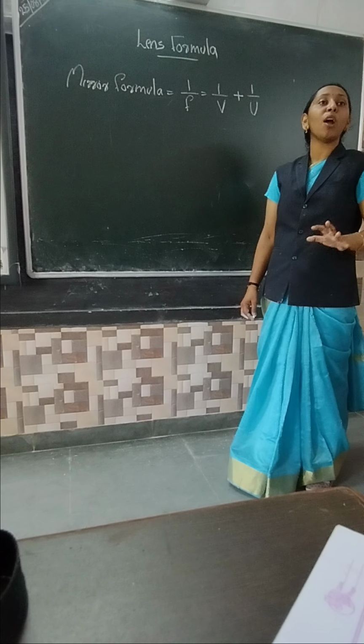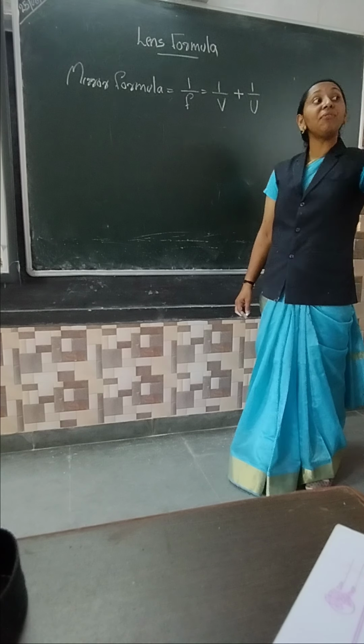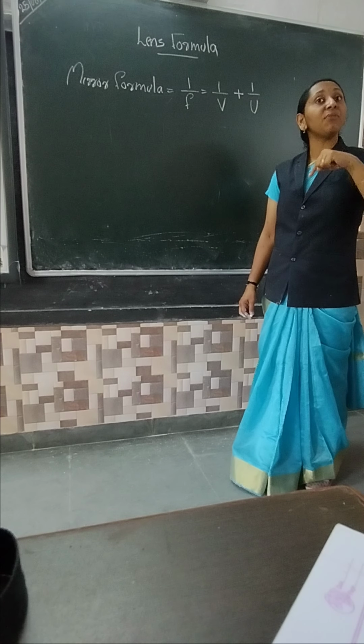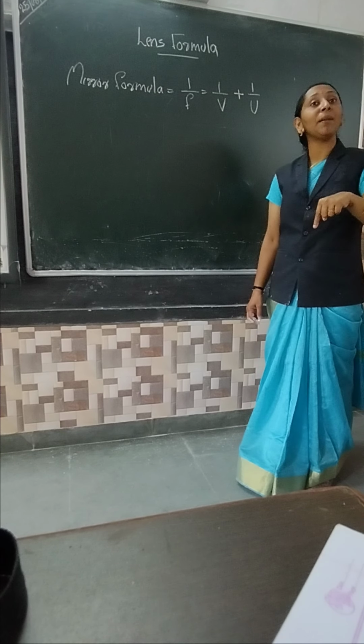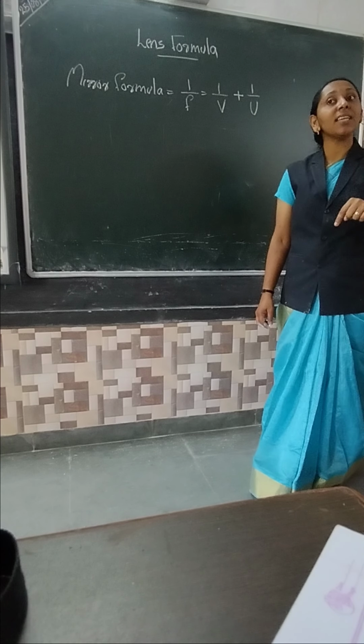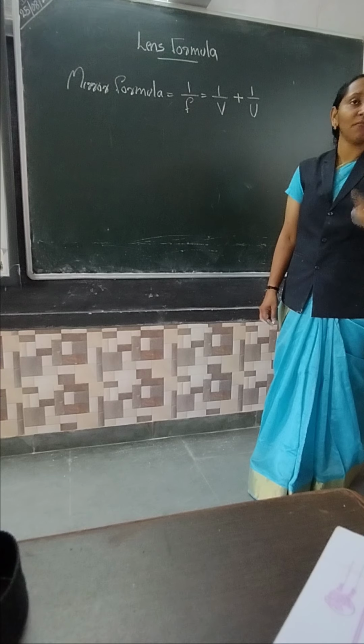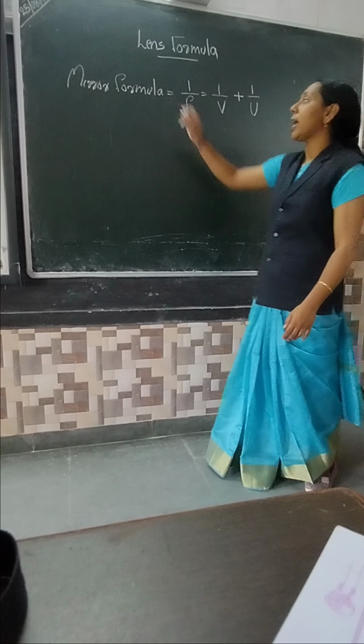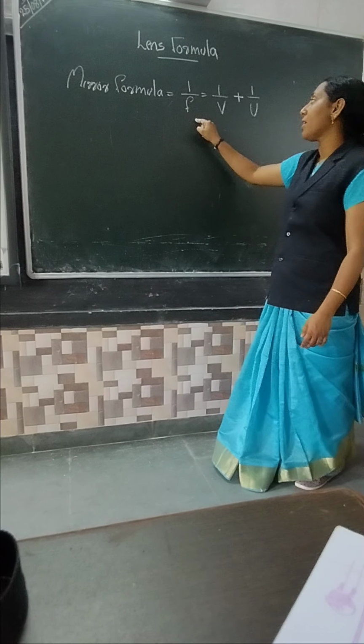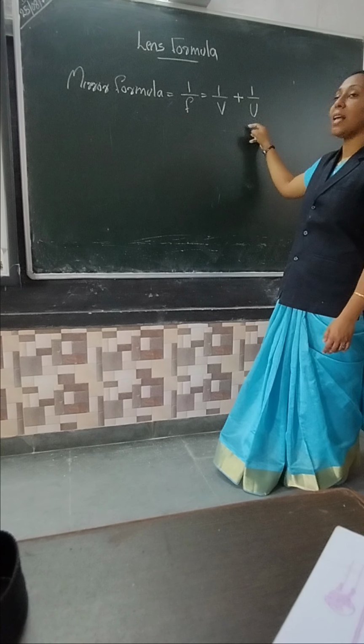Now we are going on from reflection to refraction. Refraction happens in lenses. There are two types of spherical lenses, concave and convex. You already know that. So that is the mirror formula: 1 by f equal to 1 by v plus 1 by u.